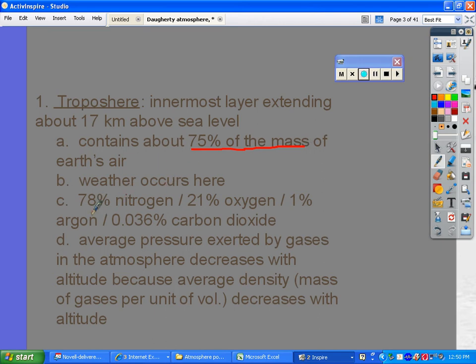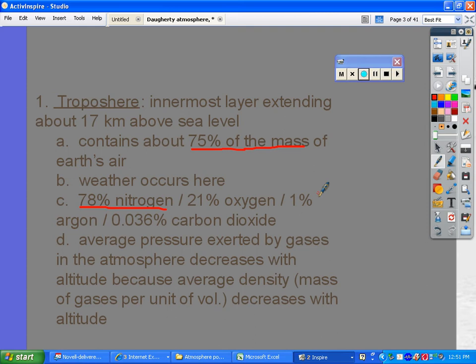We've already seen a little bit of this breakdown earlier in the year. Atmosphere is mostly nitrogen, 78% nitrogen, 21% oxygen, 1% argon, and a very small percentage of carbon dioxide, and we'll talk a lot more about that when we get to climate change in another couple units.